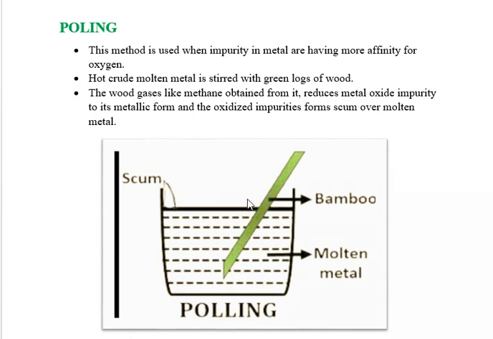And the impurity which is oxidizable forms the scum. Here you can see it forms the scum. This scum produced is removed by a perforated ladle. Remember, for metals containing impurity which is oxidizable or has more affinity towards oxygen, the poling method is used to refine that metal.